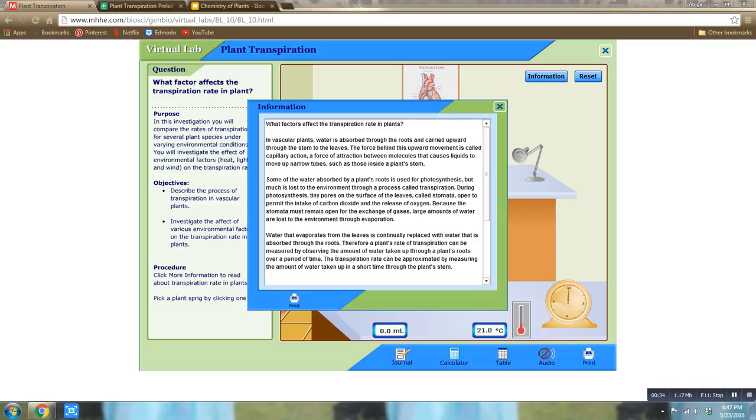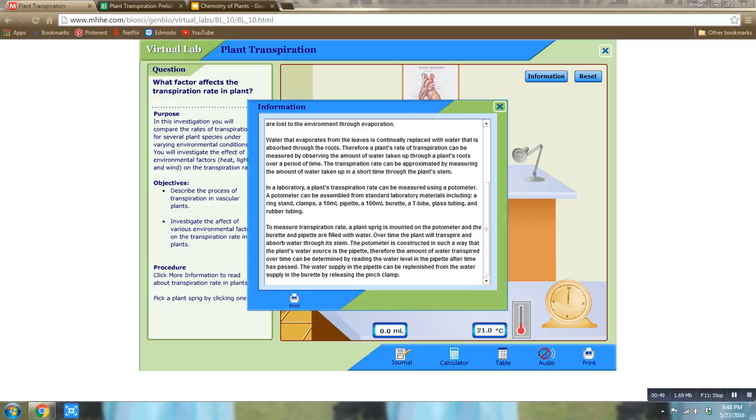During photosynthesis, tiny pores on the surface of the leaves open to permit the intake of carbon dioxide and the release of oxygen. Because the stomata must remain open for the exchange of gases, large amounts of water are lost to the environment through evaporation. Water that evaporates from the leaves is continuously replaced with water that is absorbed through the roots. Therefore, a plant's rate of transpiration can be measured by observing the amount of water taken up through a plant's roots over a period of time.